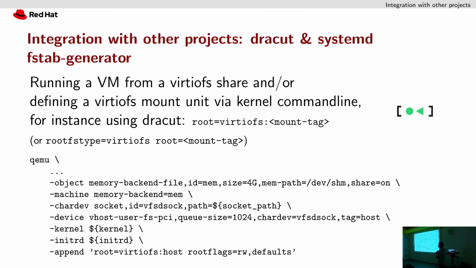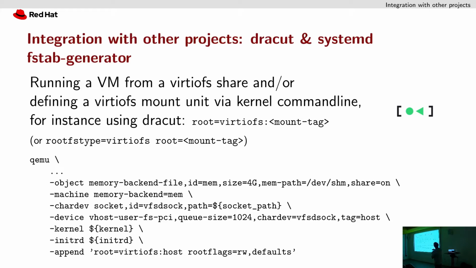One is Dracut. Virtio-fs is included in Dracut, so in the kernel command line you can say, I want to run this virtual machine from this directory. So QEMU only needs to access the kernel and initrd, and instead of using an image like qcow2, you can directly boot from a directory that is shared using virtio-fs. I think it's similar to what Kata does.